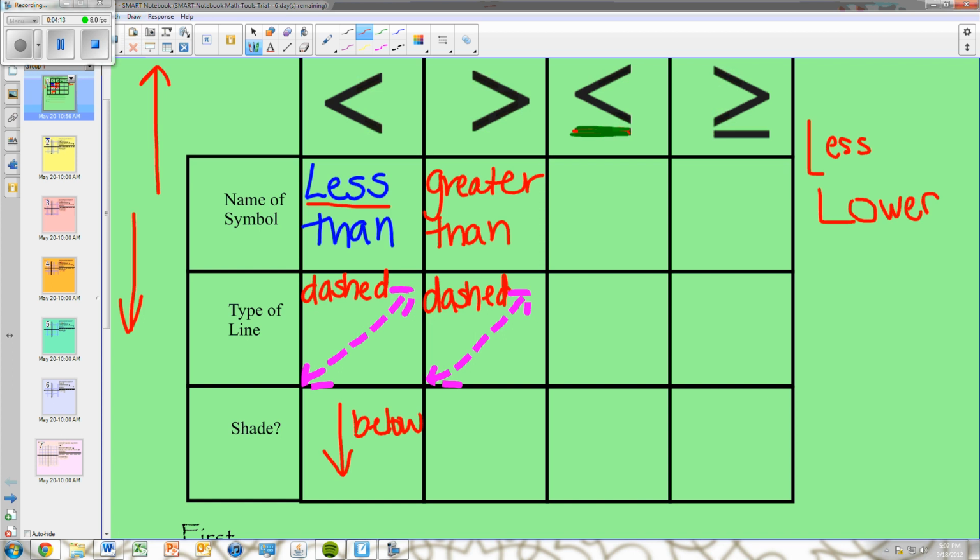And we talked a second ago about our shading, that we're either going to shade up or shade down. It depends on the word. So if we look at our word greater, things that are greater are things that are higher. So we're going to shade above when we have a greater than symbol.